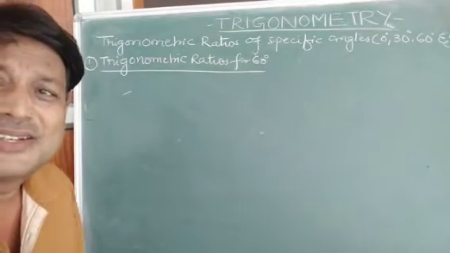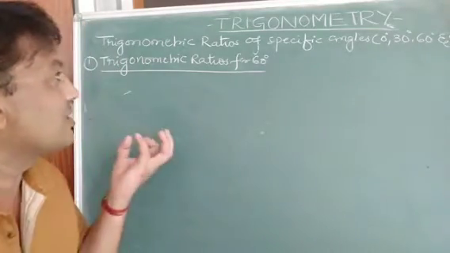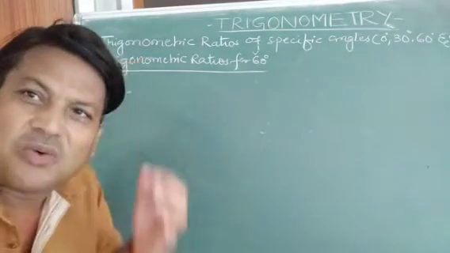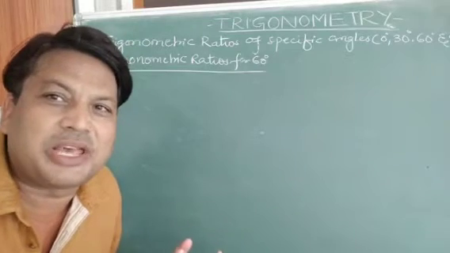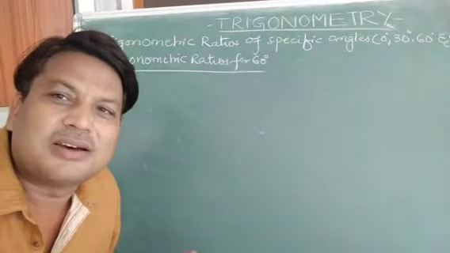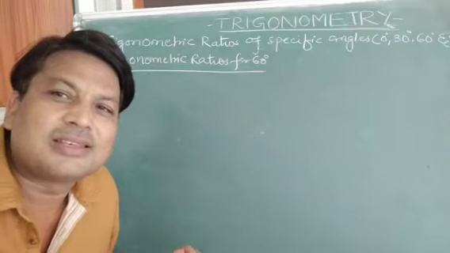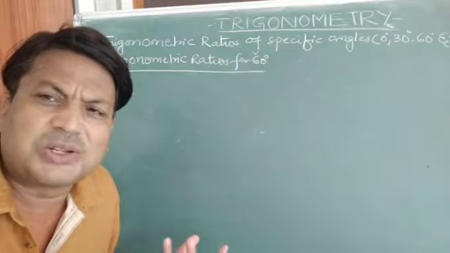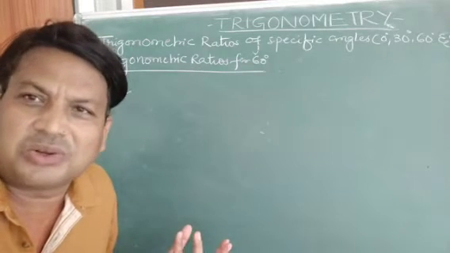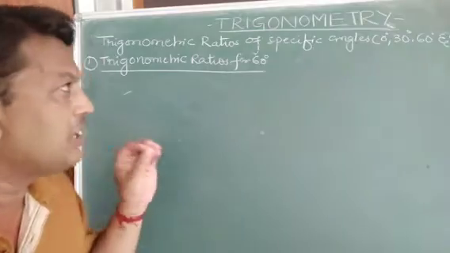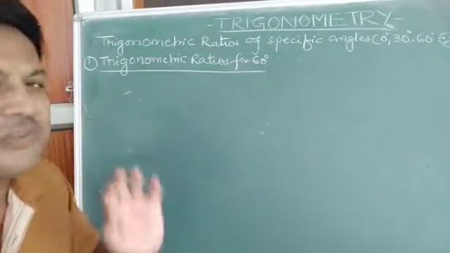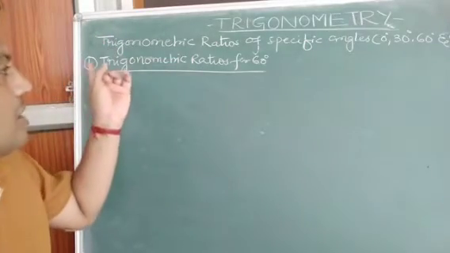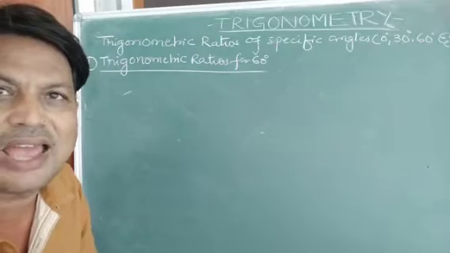Hi children. Today we are going to discuss trigonometric ratios of specific angles. What are specific angles? We are going to study 0 degree, 30 degree, 45 degree, 60 degree and 90 degree. There are many degrees from 0 to 360, but we do not have to study them all here. Only a few degrees, that is 0, 30, 45, 60 and 90, we have to study. That's why I mentioned here trigonometric ratios of specific angles.